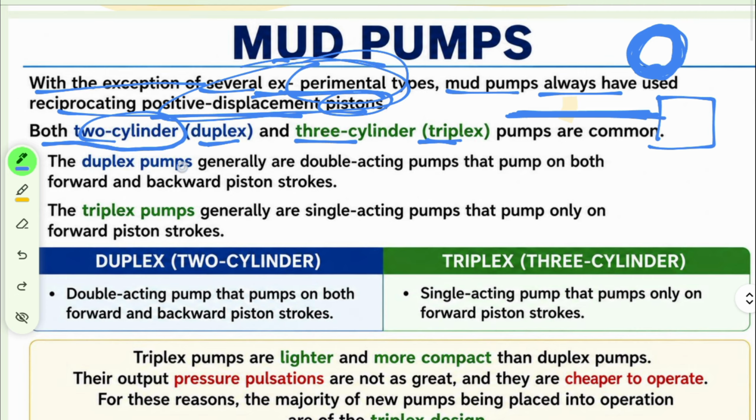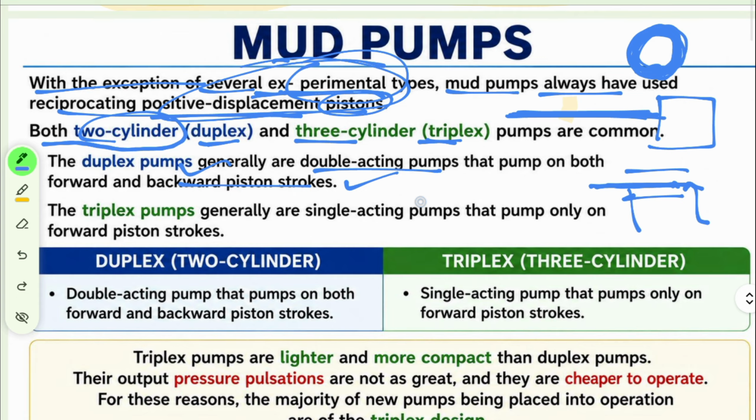The duplex pump is generally a double acting pump, that pumps on both the forward and the backward stroke. When the piston is moving from left to right, it pumps the fluid, right? And when it is moving backward, in that case it is also sucking the fluid and discharging it wherever required, right? So this is the meaning of the forward and the backward piston stroke, right?